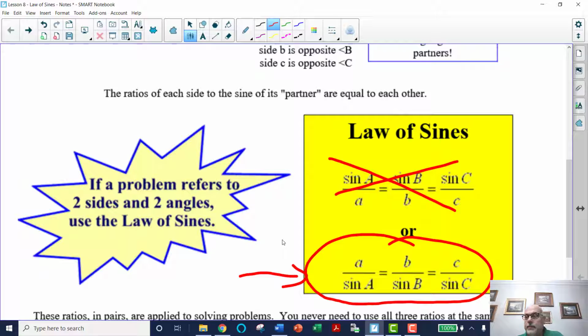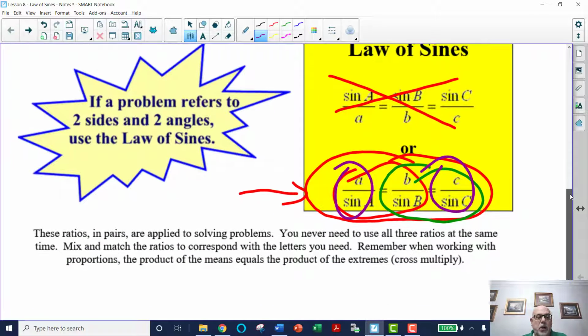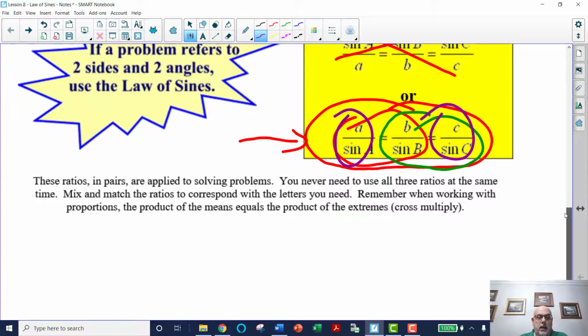And you only need two of them. So depending on what you have, you may have these two, right? Or you may use the B and C, or you could use the A and C, right? I don't want to make the diagram too confusing, but you're only going to use two of them, not all three, okay? But the convention holds for all of them, okay? So mix and match the ratios that correspond to the letters that you need. Remember, when you're working with proportions, the product of the means equals the product of the extremes, and that's your indication that you need to cross multiply. Okay, so let's take a look.